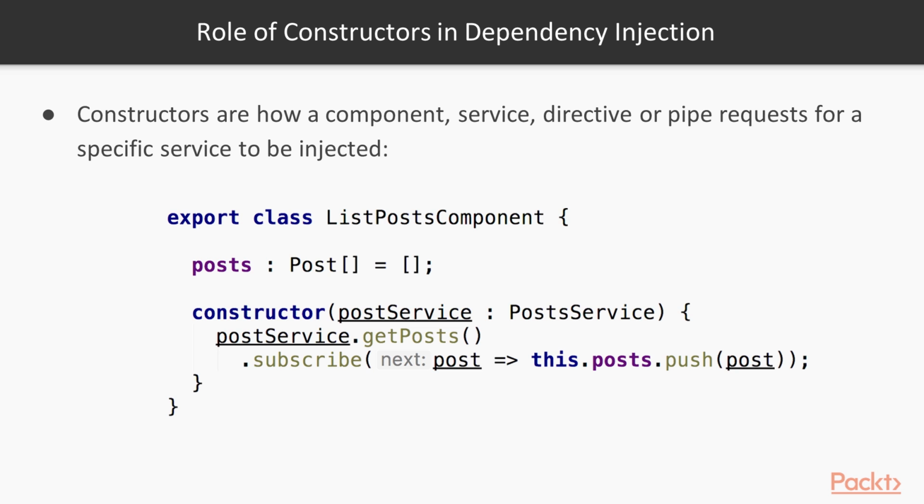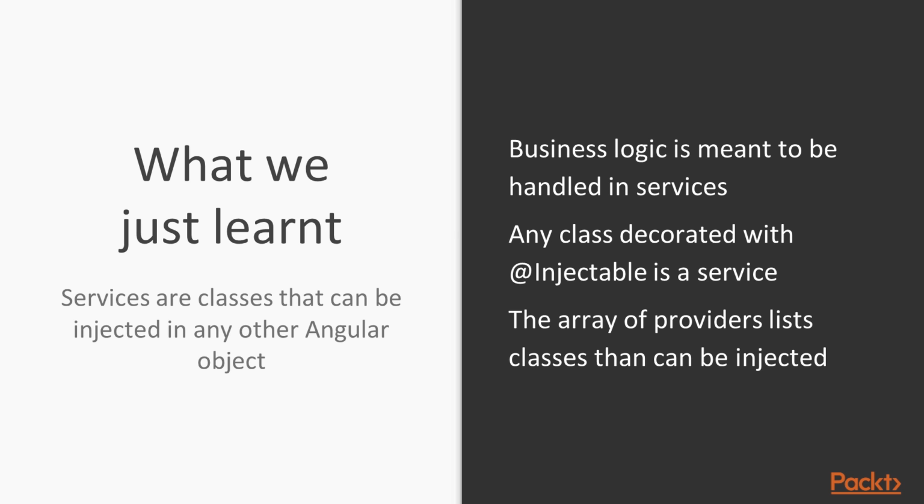Now, as we saw in our component, constructors are very important to make dependency injection happen. Constructors are really where we request a specific service, and the Angular framework will inject it for us once it is requested. So in this video, we learned that services are classes that can be injected in any other Angular object. Again, services are meant to handle the business logic of our application.